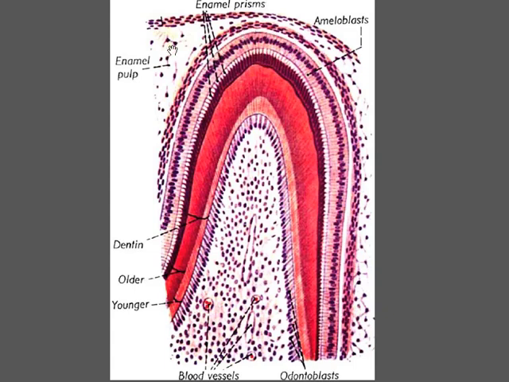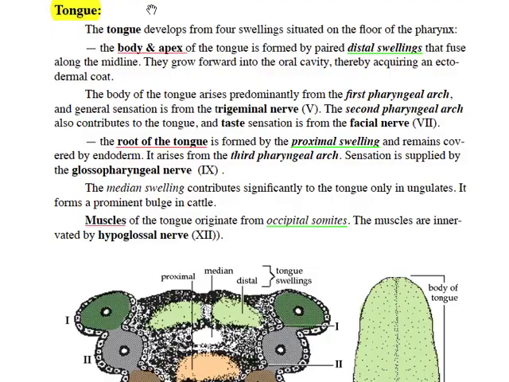The tongue develops from swellings on the floor of the pharynx. The body and apex of the tongue comes from paired distal swellings. The root of the tongue comes from a proximal swelling. Also, pharyngeal arches contribute to the tongue development.